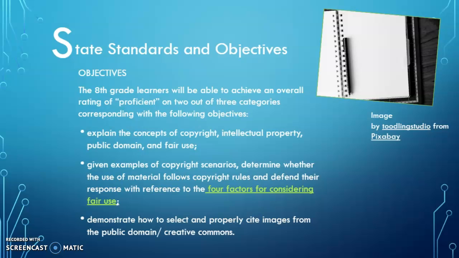Our objectives, of course, are that we would like our 8th grade students by the end of the lesson to be able to explain the concepts of copyright, intellectual property, public domain, and fair use for their activity and to show mastery. We want students to take examples that we give them of copyright scenarios and determine whether or not it falls under appropriate fair use, and to be able to support their understanding and their reasoning. And finally, we would like them to demonstrate how to select and properly cite images from the public domain and Creative Commons.